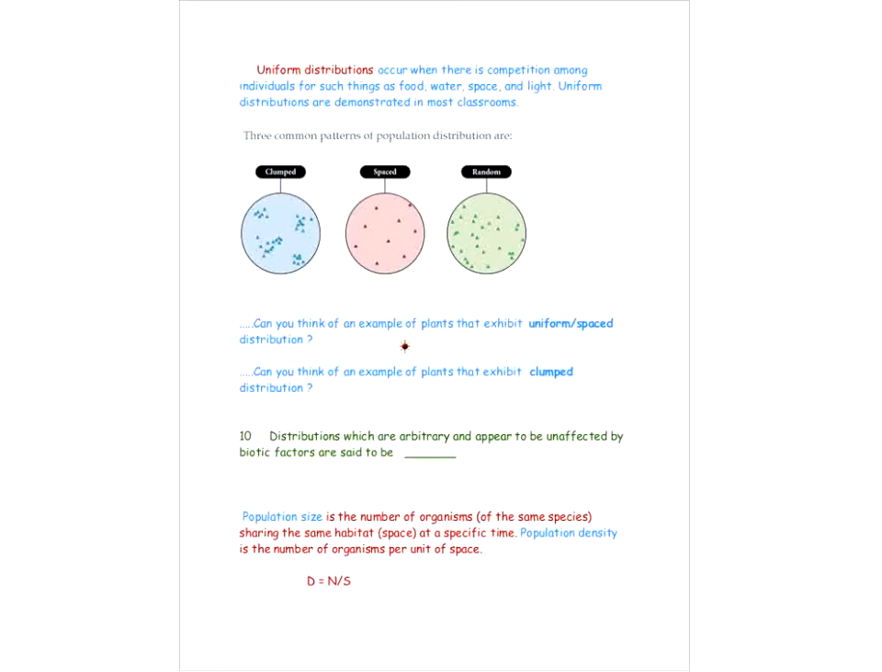Okay. Yeah, trees on a tree farm. Good idea. Or also another one might be grass, right? Grass is pretty uniform on a lawn. Might be a few areas of clumping, but it's pretty uniform. How about clump distribution? Can you think of some plants that would exist in that kind of distribution?